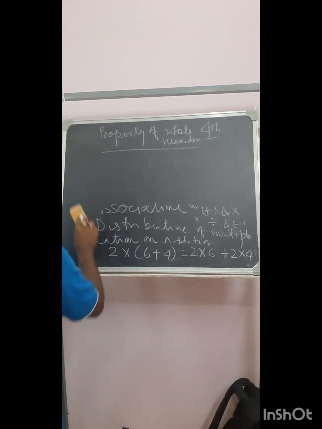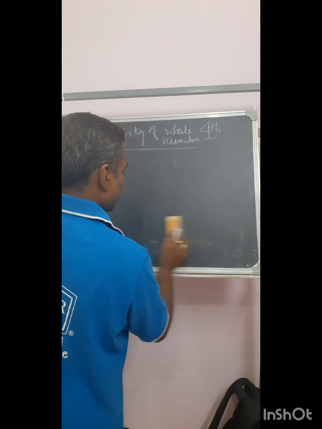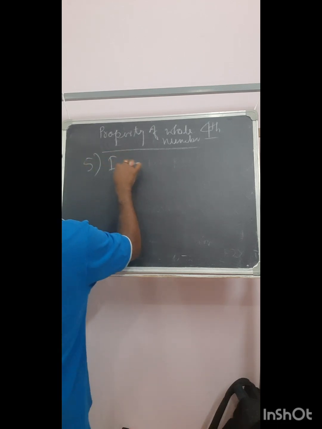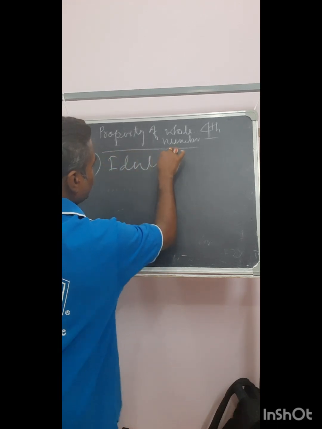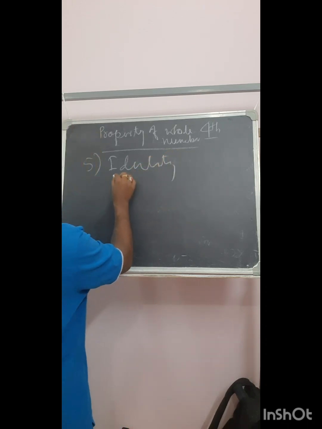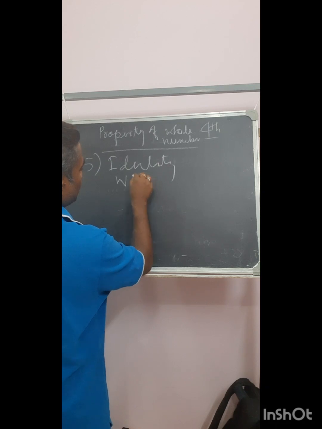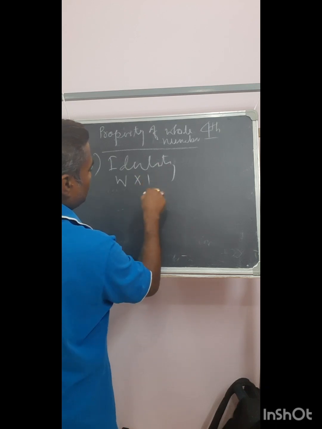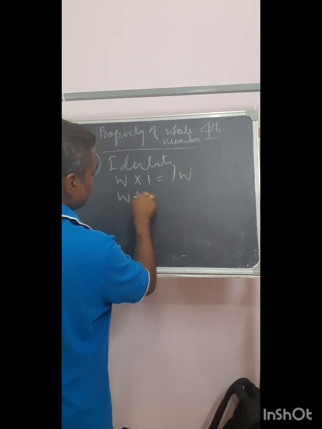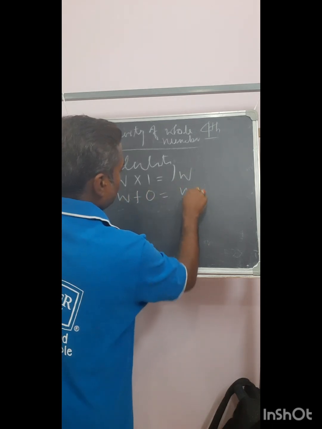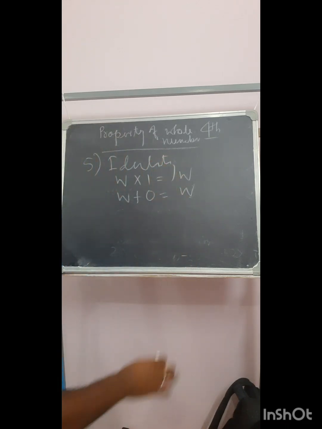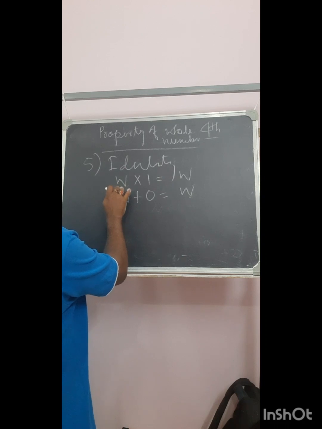This is the fourth property of whole numbers. The last one is the identity. This says if I multiply a whole number with 1, it will be the same, and if I add 0 to the whole number, it will be the same. So this is the identity, so it will not change, meaning it will be identical.